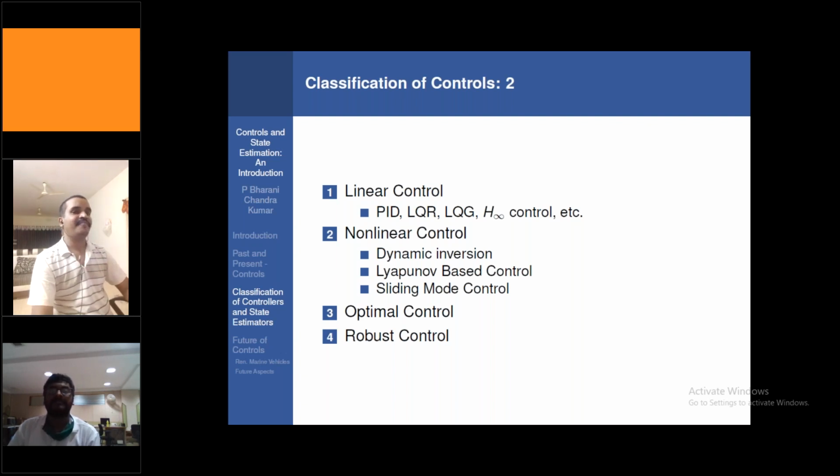The third one is if your emphasis is on optimality, then it is called optimal control. If your emphasis is on robustness, that means your plant should work perfectly even in the presence of parametric variation or external disturbances, we call it robust control.